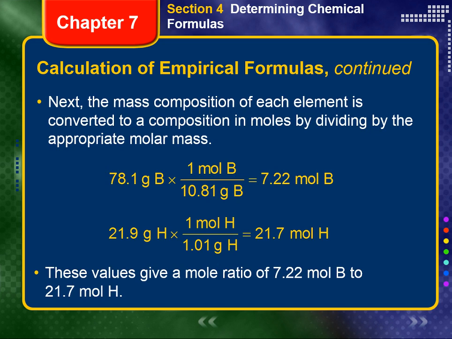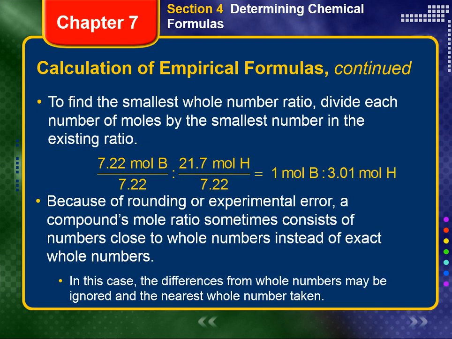Next, the mass composition of each element is converted to a composition in moles by dividing by the appropriate molar mass. These values give a mole ratio of 7.22 moles of boron to 21.7 moles of hydrogen. However, this is not a ratio of smallest whole numbers. To find such a ratio, divide each number of moles by the smallest number in the existing ratio.